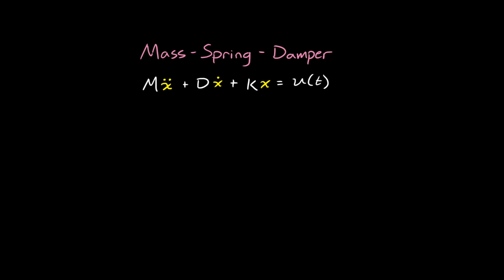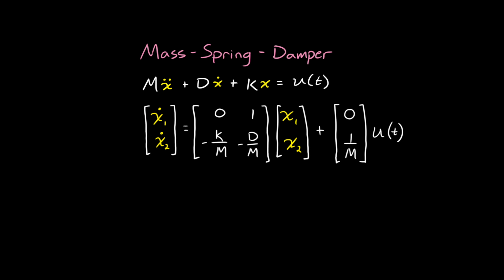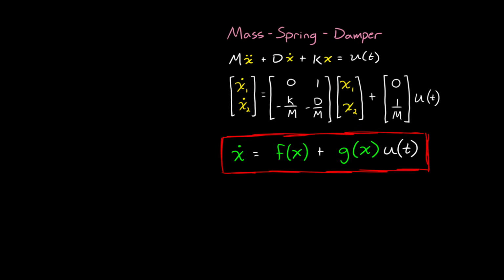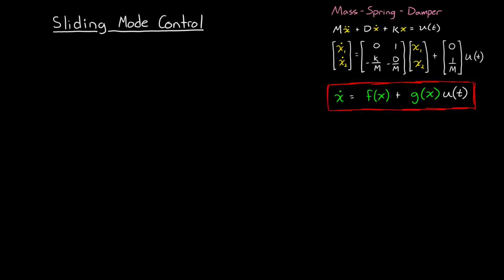Okay, let's consider the mass spring damper system from earlier, which has this differential equation. And we can define the state variables x1 and x2, and then rearrange this into state space representation. And so now this is in the form x dot equals some state function f plus some input function g times u, which is a general form that can be applied to many systems, even nonlinear systems. So for this derivation, we're going to use this equation for the system model. Alright, let's design a sliding mode controller for it.